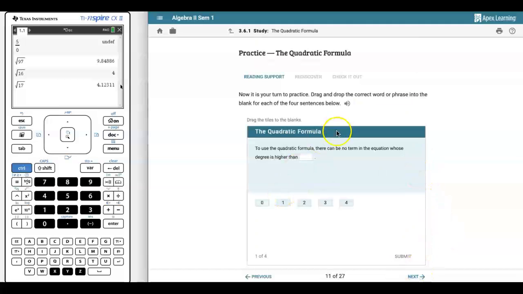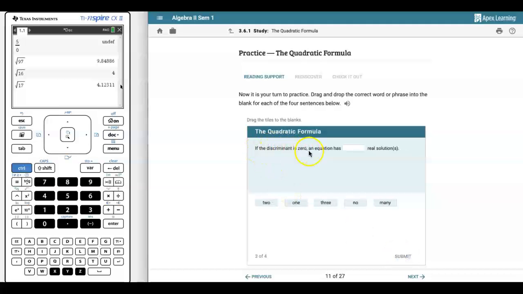So to use the quadratic formula, there can be no term in the equation whose degree is higher than 2. That's talking about x squared. It can only be x squared. It can't be x cubed or x to the 5th, nothing higher than x squared. If the right-hand side of the equation is not 0, it is definitely possible to still use the quadratic formula. You just have to change it into that standard form.